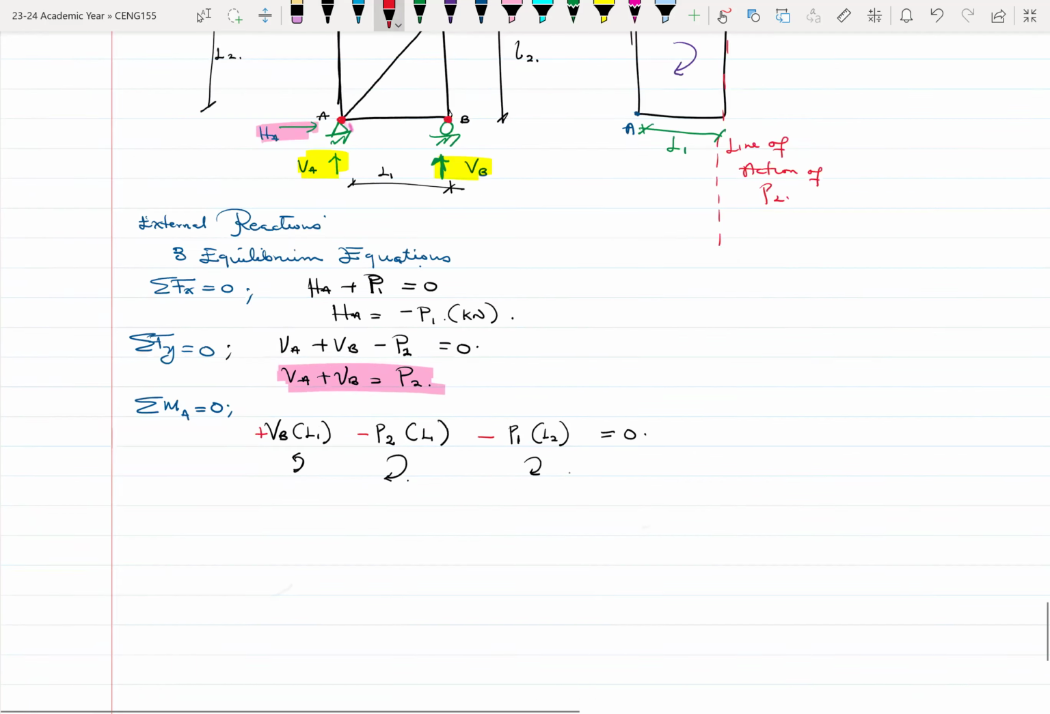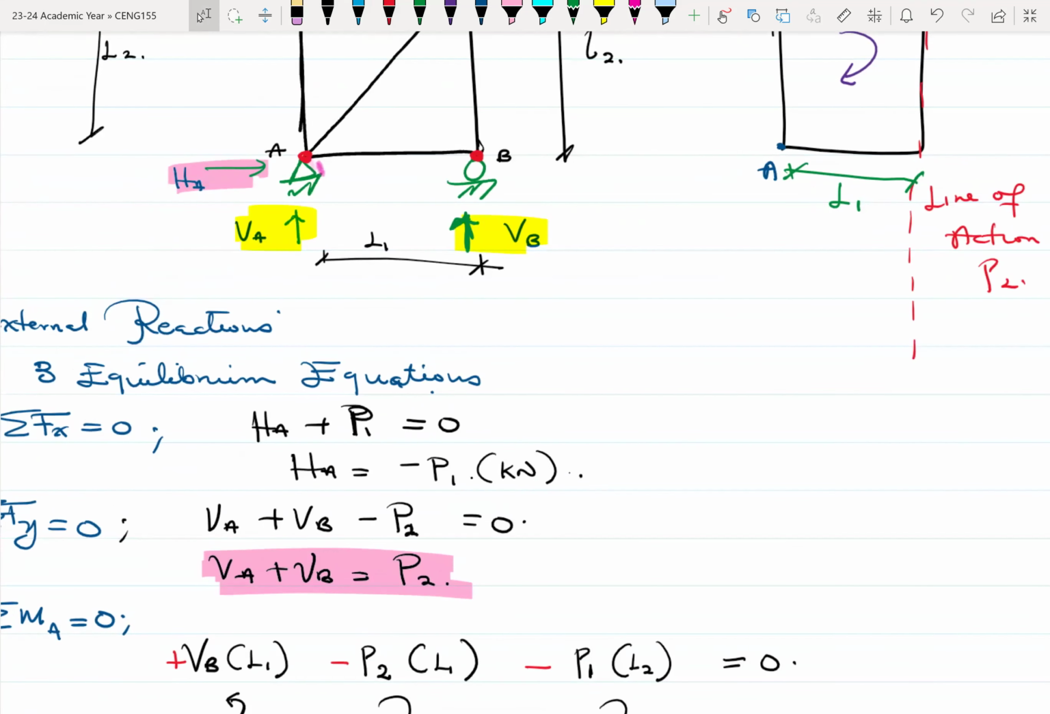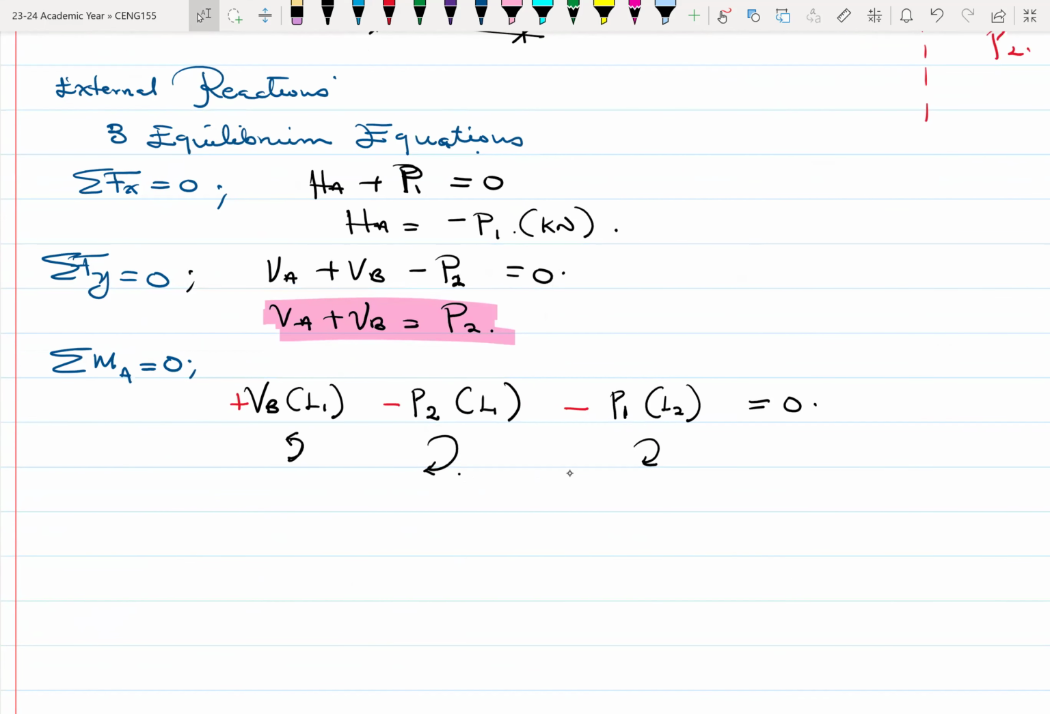Now, for HA and VA, because they are all passing through the point A, the moment due to these loads will be 0. Let's take a note of that. So here it means that our VB will be equal to P2 L1 plus P1 L2 over L1.